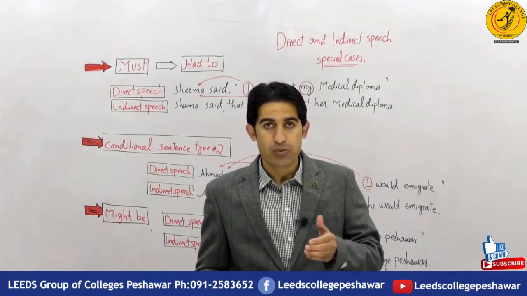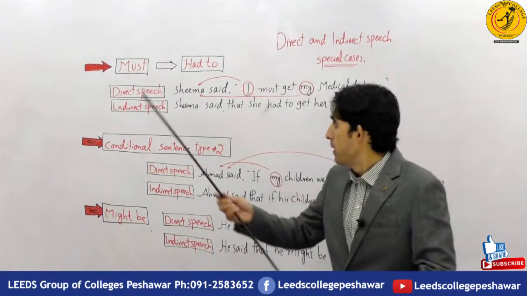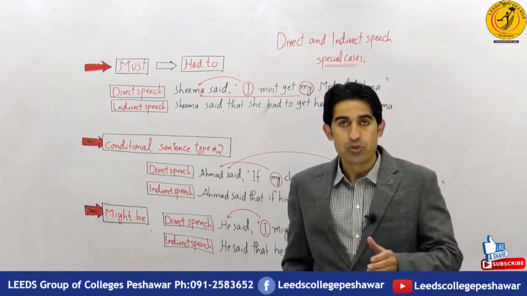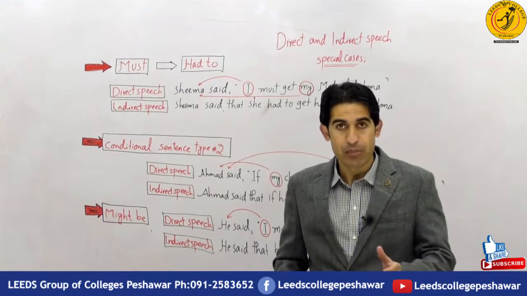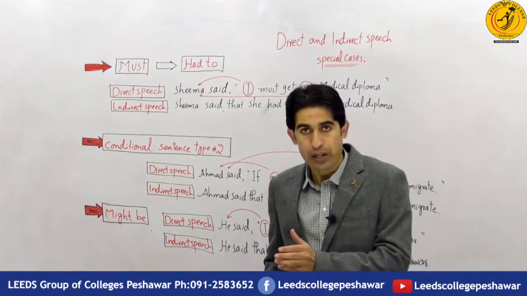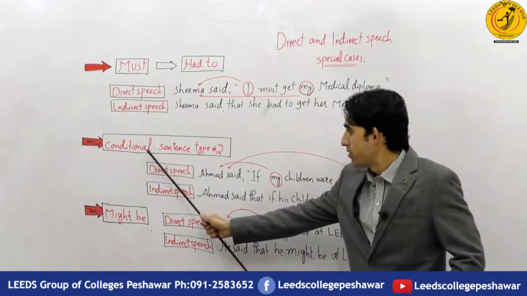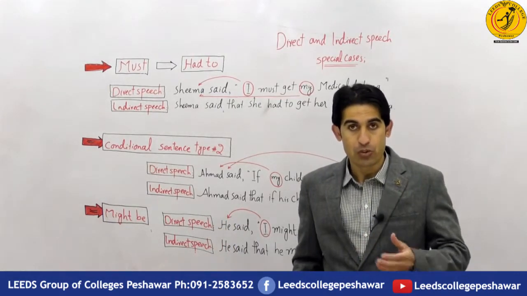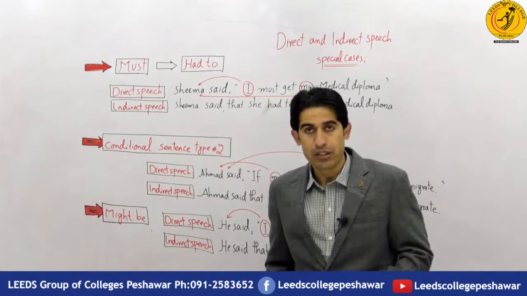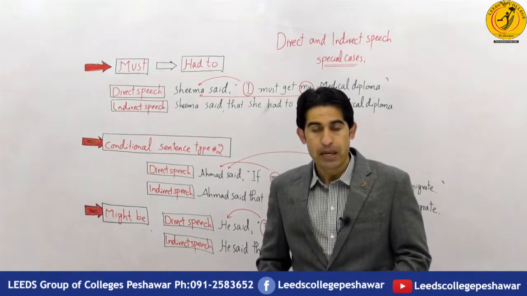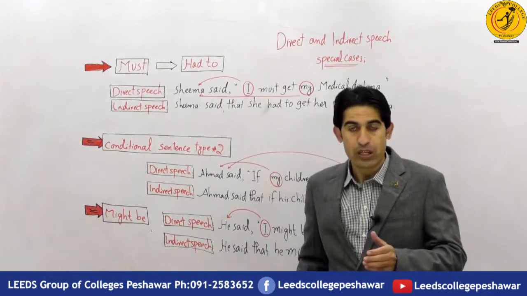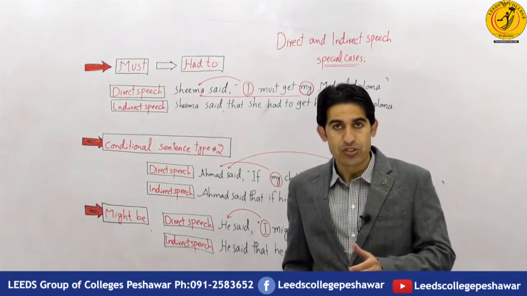So we have 3 points. Point number 1, that must normally doesn't change, but when it is used for obligation purposes, meaning in an obligation context, it changes into had to. Point number 2 is that conditional sentence type 2 in reported speech will not change in indirect narration, meaning the tense will remain the same. Point number 3 is that might be, being a modal auxiliary verb, doesn't change in indirect speech.